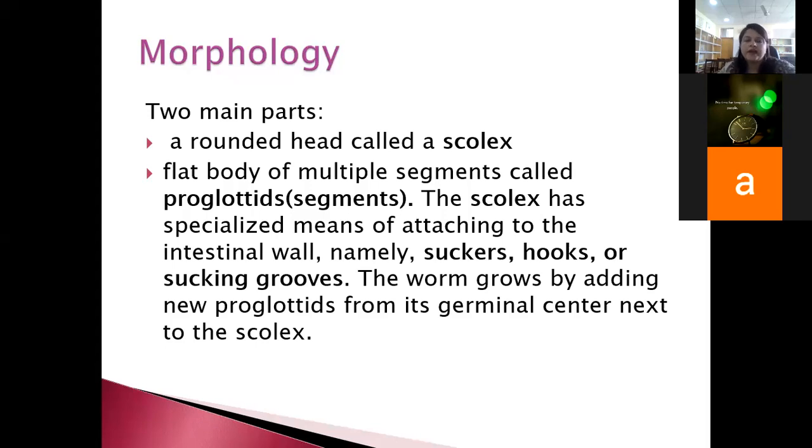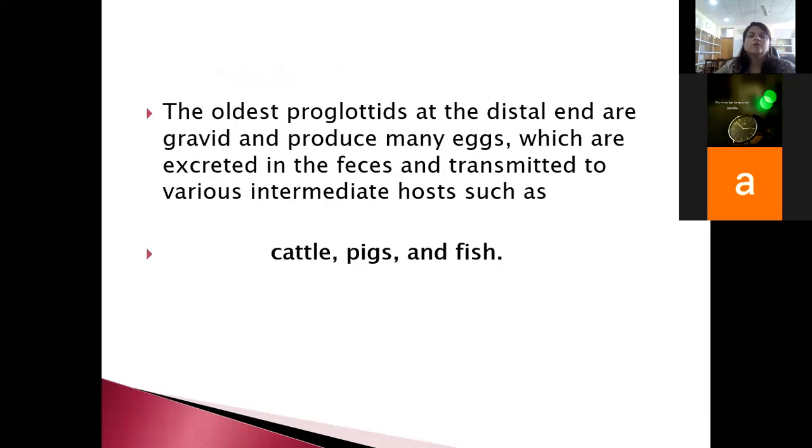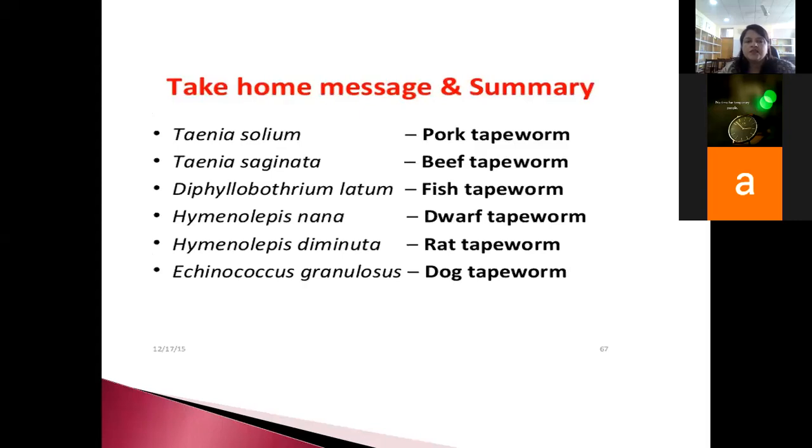The worm grows by adding new proglottids from its germinal center next to the scolex. The oldest proglottids at the distal end are gravid and produce many eggs, which are excreted into the feces and then transmitted to the various intermediate hosts, such as cattle, pigs, and fish. So the secondary host or the intermediate host of cestodes is cattle, pigs, or fish. This is a brief summarization of these cestodes.